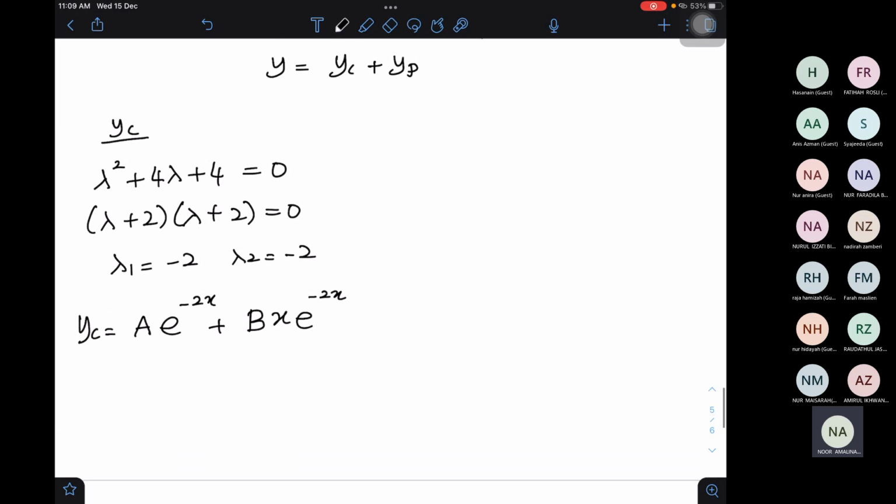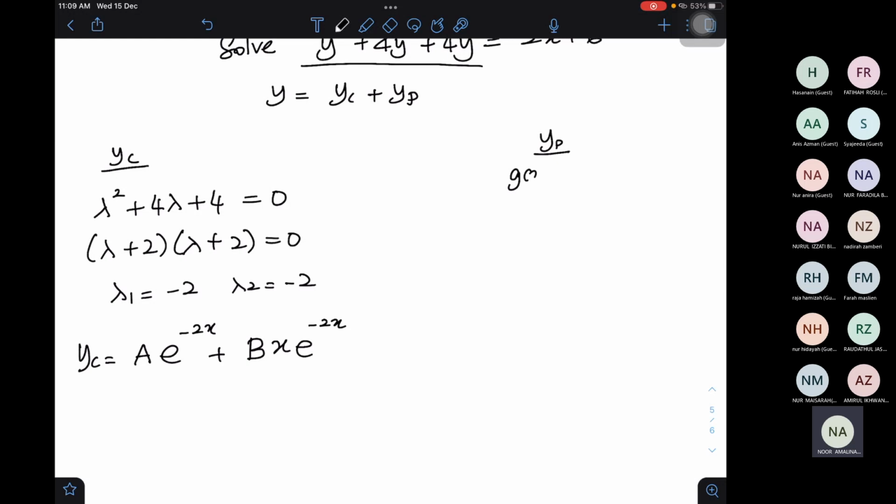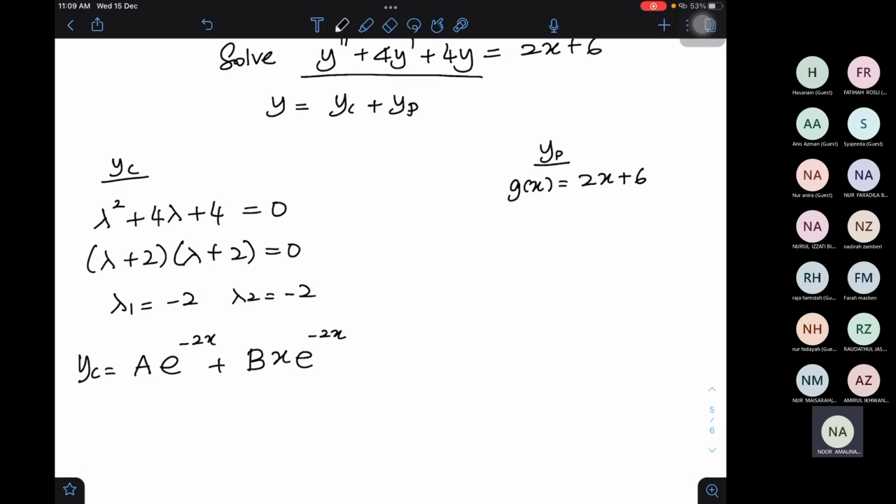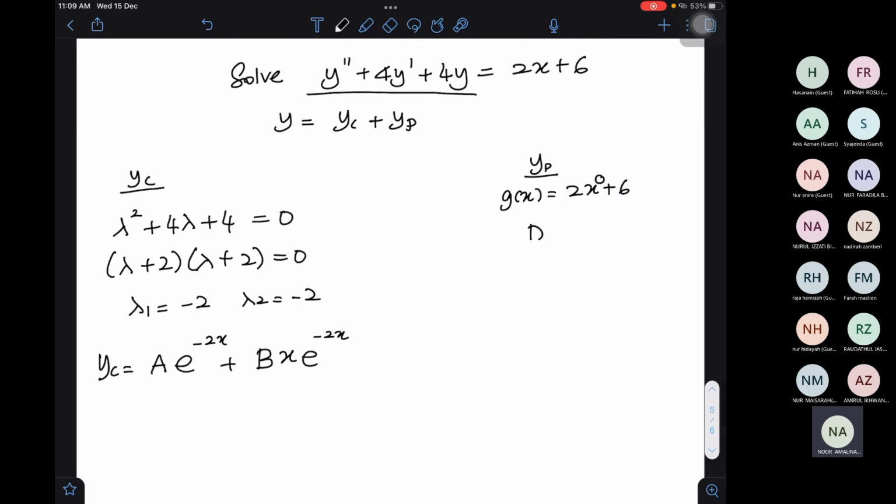Okay class, so dah selesai dah YC. Sekarang kita nak cari YP dengan menggunakan annihilator approach. So we have our GX equal to 2x plus 6. So ini adalah polinomial. Awak hanya perlu tengok kuasa yang paling tinggi. Sini kuasa dia kuasa 1. Means that our differential operator will be D kuasa.